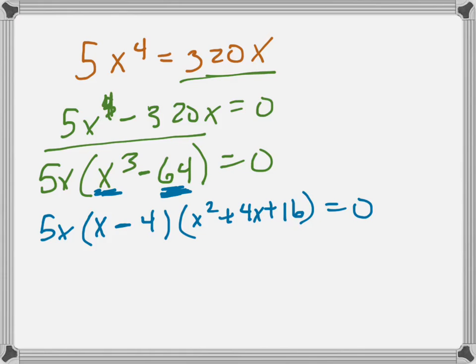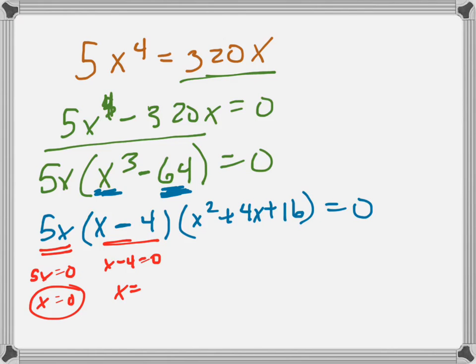So let's use the zero product property now. You ready? This one, if I set this equal to 0, what does x equal? 0. Right, so there's one of my solutions, x equals 0. If I set this equal to 0, what does x equal? 4. So there's my other one. If I set this equal to 0, what does x equal?